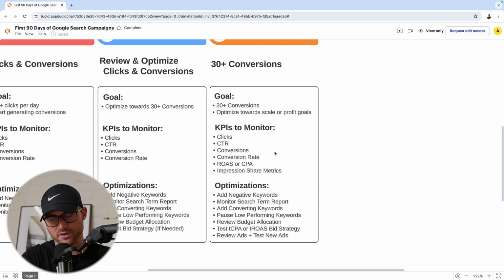It'll explain it a little further, but you should be looking at those metrics in month 3. Okay, optimizations in month 3. What should you be doing?